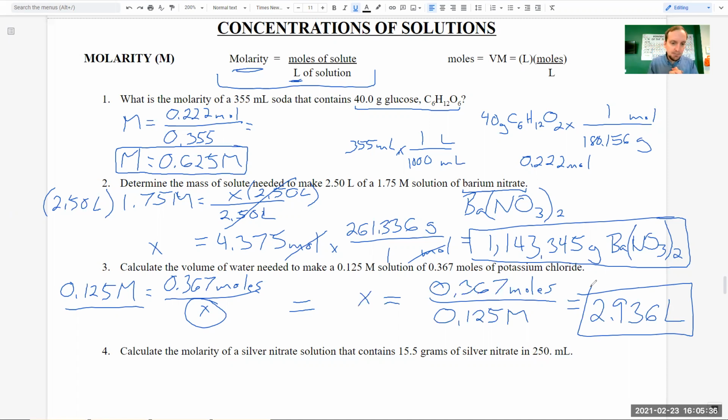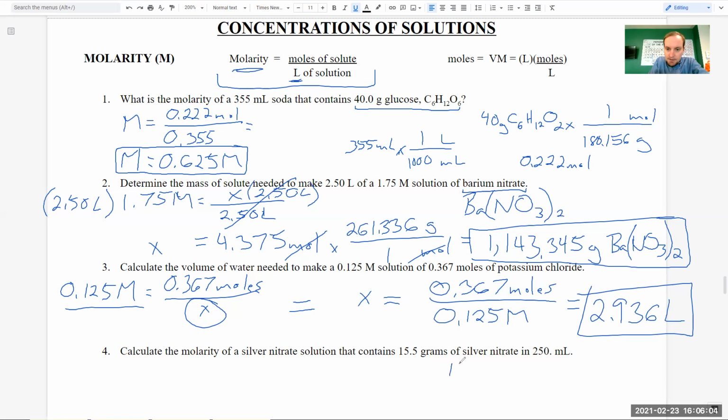Number 4, calculate the molarity of a silver nitrate solution that contains 15.5 grams of silver nitrate at 250 milliliters. Okay, so this one's a lot like number 1. Again, all we need to do is calculate the molarity. That's really simple, but we need to get our grams into moles, and we need to get our milliliters into liters. Okay, so I'm going to go ahead and do my gram to mole conversion first.